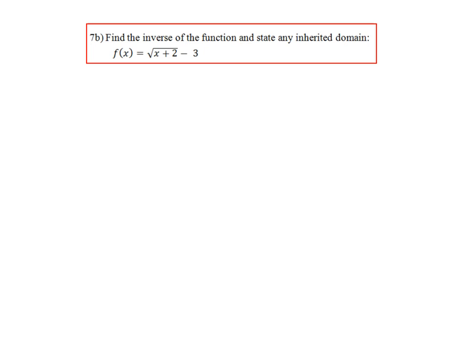Unit 1A, Problem 7b, find the inverse of the function and state any inherited domain. When I do that, the first step that I need to do is find out if it's a one-to-one function to see if its inverse is going to be a function. And to do that, I'm just going to graph the square root function.